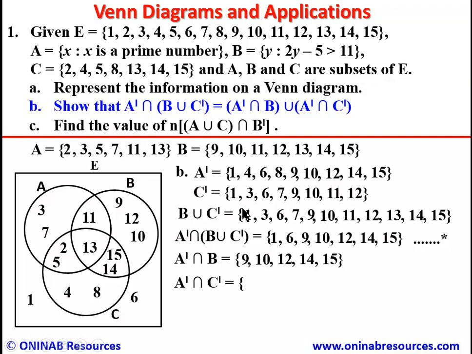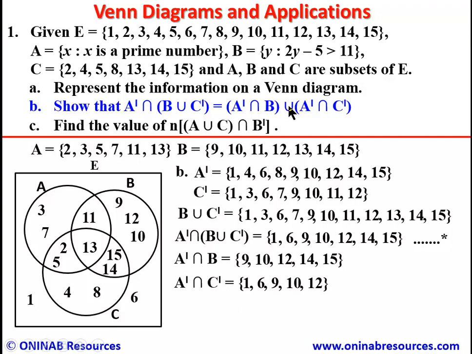We have 1, 1. 4 here, there's no 4. 6 here, there is 6 here. 8 here, there's no 8 here. 9 here, there is 9 here, we pick 9. 10 is here, there is 10 here, we pick 10. 12 is here, there is 12 here, we pick 12. 14 and 15 are not in C prime. So we have gotten A prime intersection C prime.